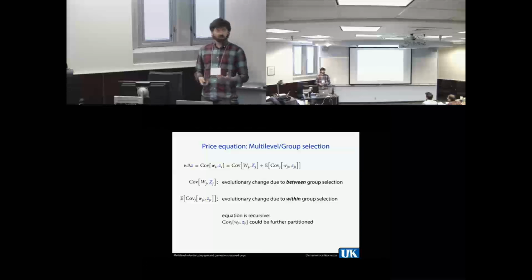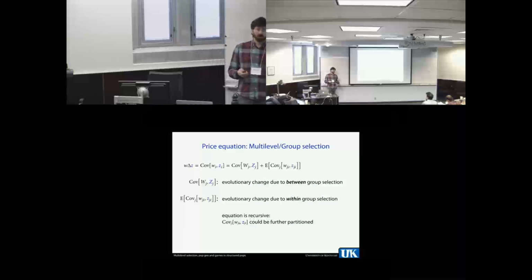And what's kind of nice about this, and some philosophers of biology have really looked at this, is that for this second term, if you had not just two levels but a third level within those groups, you could break this second covariance term into another covariance and expected covariance. So you might have three levels of selection happening, and you could do this recursively for as many levels of population structure as you think are important.